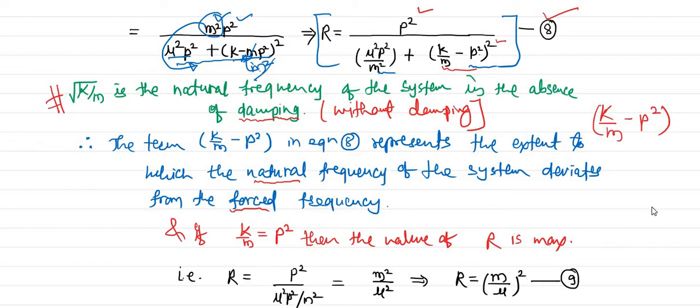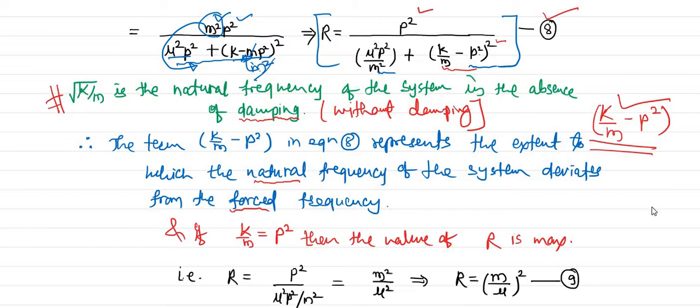That means we know that the body is vibrating at its own natural frequency, and we are applying some periodic force. Those two frequencies must match for resonance. But if we have a little deviation, we do not get resonance every time, right? We have to wait for some time and make some arrangement so that both frequencies exactly match. So before getting resonance, how much they deviate from each other is decided by this particular term, k/m − p².